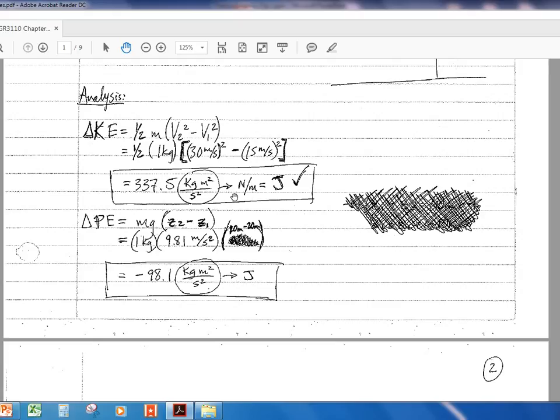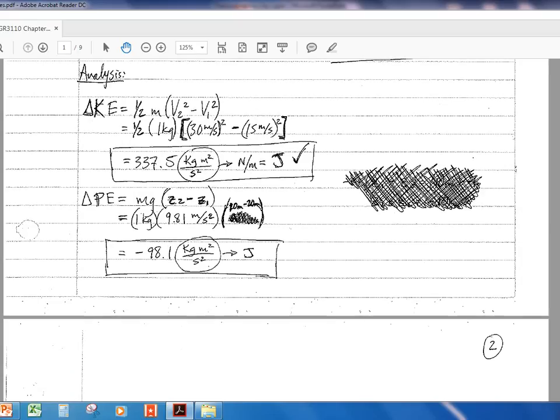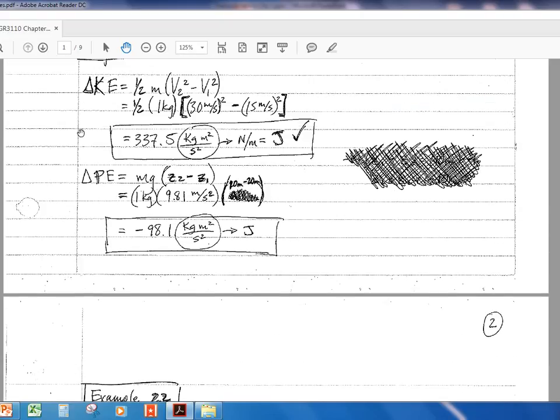My apologies on that. So what we've done is we've taken a Newton, a kilogram meter per second squared, we've multiplied it by a meter, and we end up getting a joule. So yeah, please disregard the Newton divided by meter. It's Newton multiplied by meter. So we get 337.5 joules, and here we have a potential energy, mass times gravity times change in height.